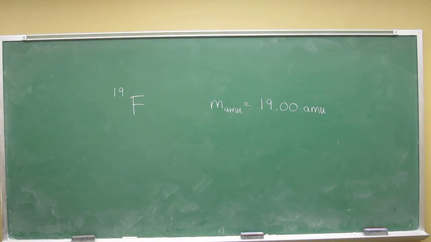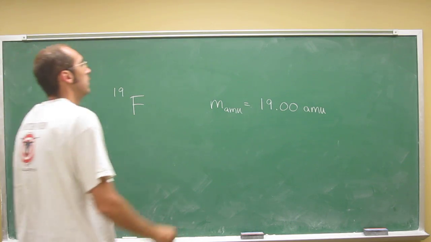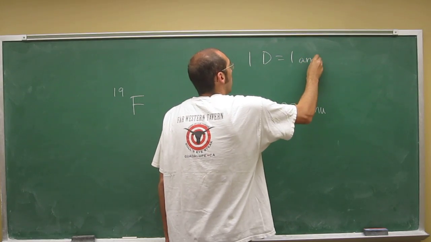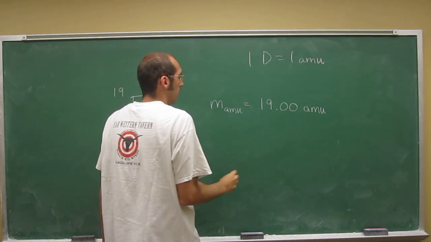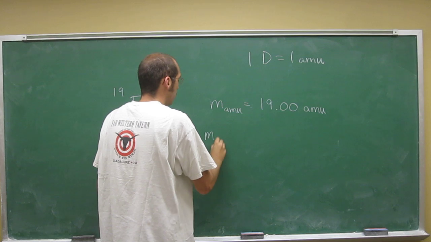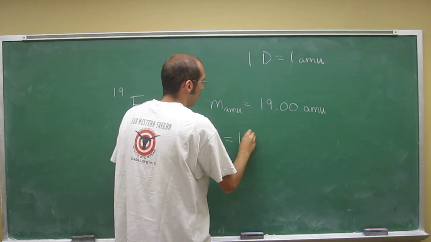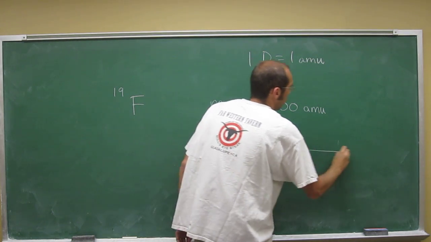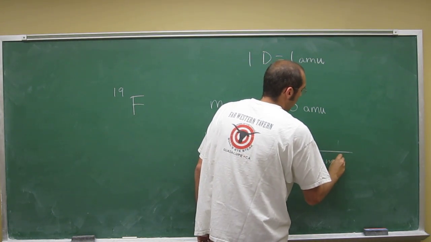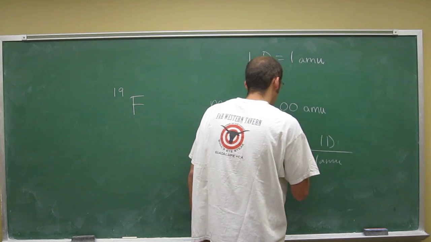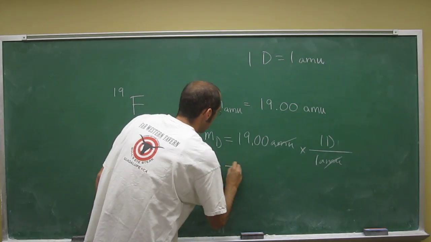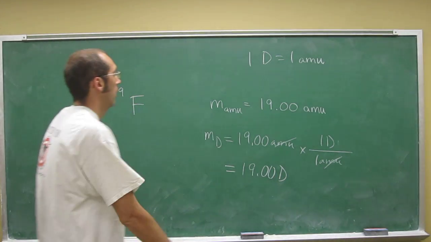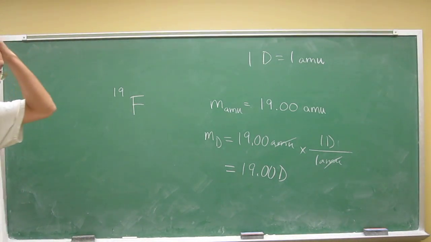And then it asks, what's the mass in Daltons? Well, remember, 1 Dalton equals 1 AMU. So if you want to do the conversion factor, the mass in Daltons is going to be 19.00 AMU times 1 Dalton per 1 AMU, the AMU cancel, and we get 19.00 Daltons.